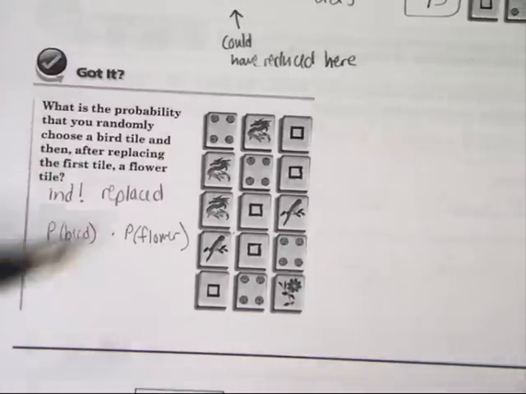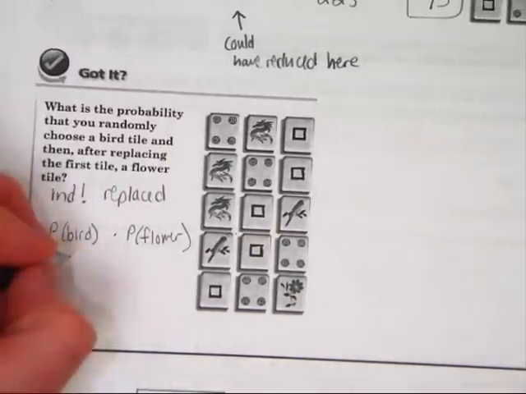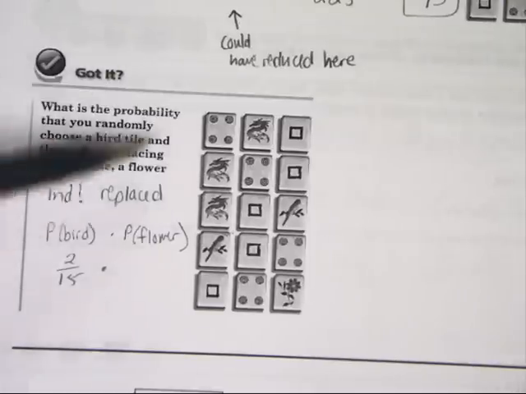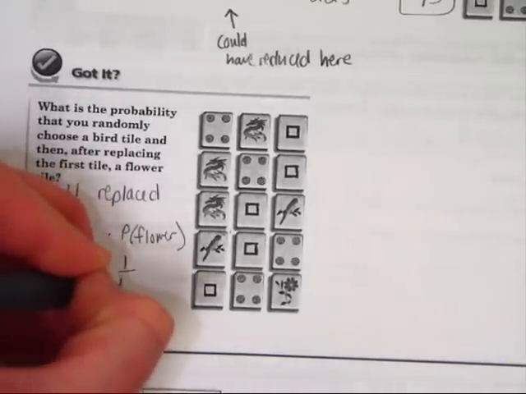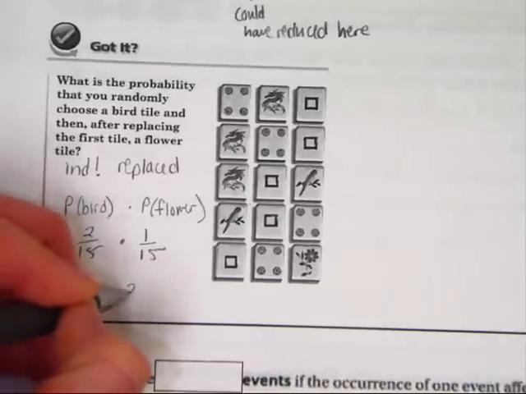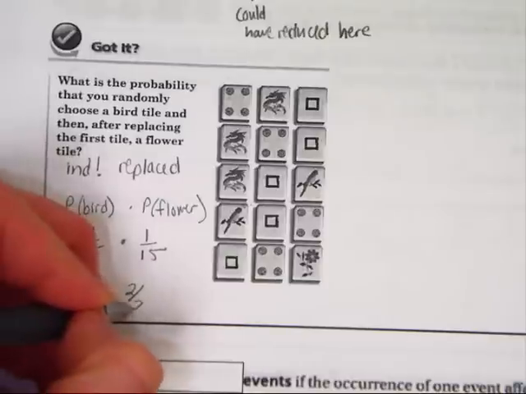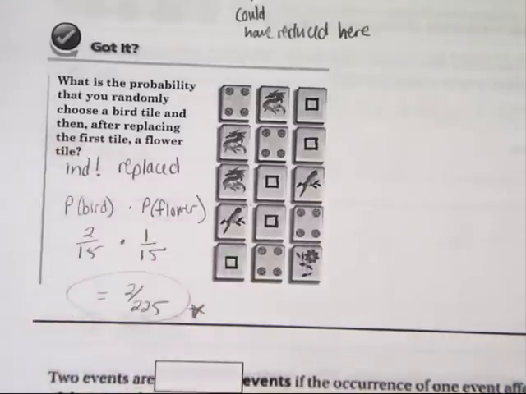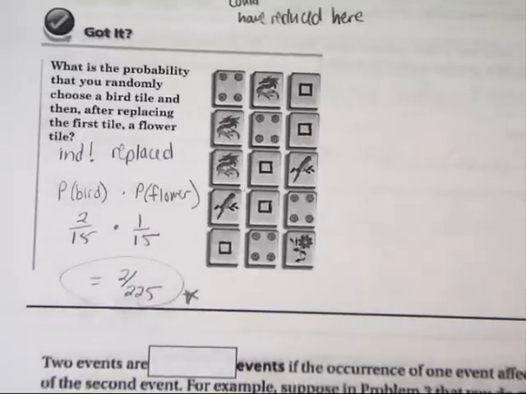How many birds are there? 1, 2 out of 15. How many flowers are there? 1 out of 15. You multiply 2 times 1 and you get 2. 15 times 15, 225. There's no reducing. That's your final answer. So not very likely, huh? 2 out of 225 chances of doing that.